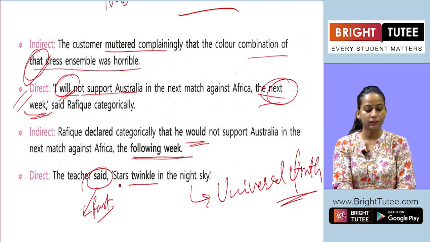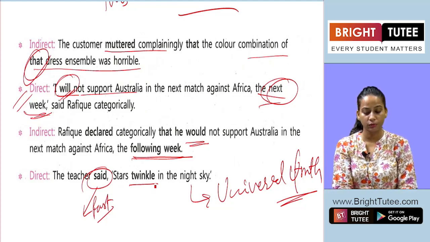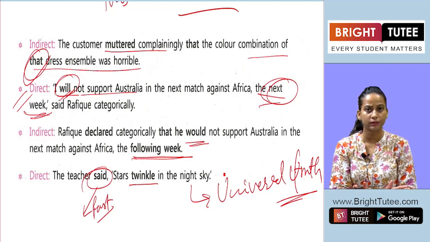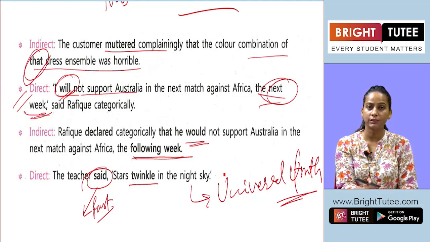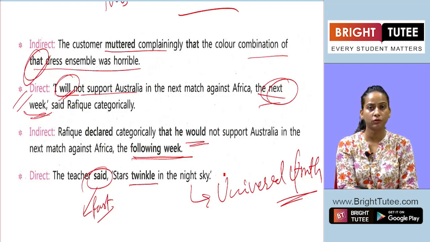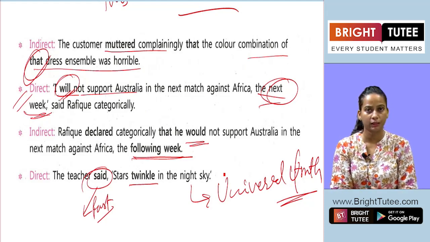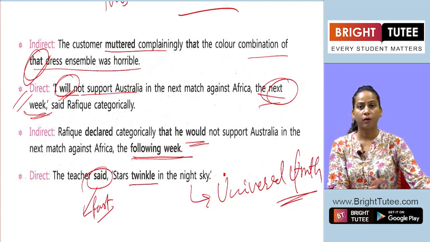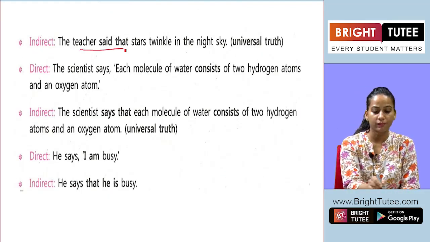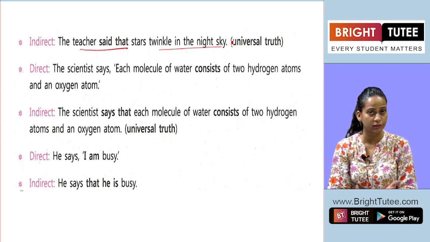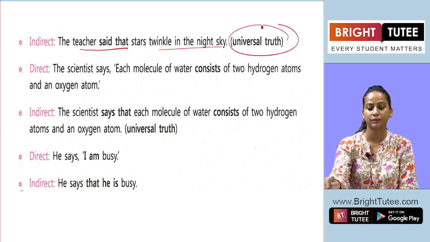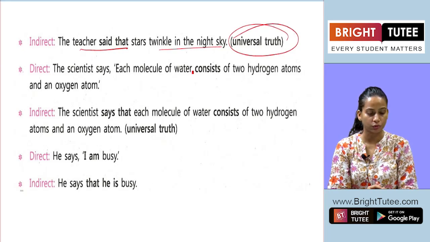Clear? So here, stars twinkle in the night sky. That is a universal truth and cannot be changed. So accordingly, because of this universal truth, we are not going to change the statement. Let's see in the indirect how we are going to change it. The teacher said that the stars twinkle in the night. We haven't changed the reported statement. Reason, because that is a universal truth.